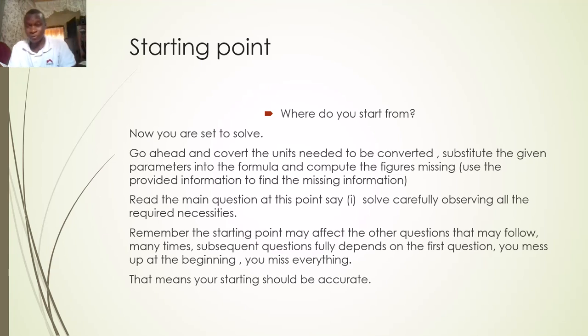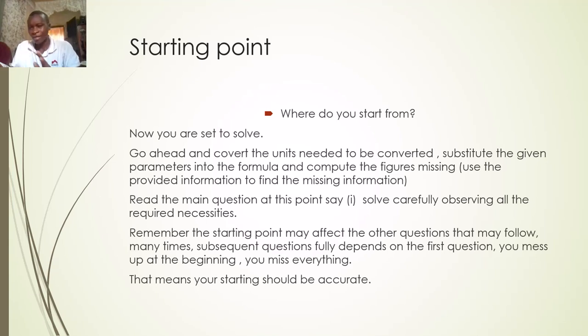The reason why you have to observe, or you have to be very keen when you are starting to solve your first solution, is that your starting point matters a lot. Some questions, the answer that you will get in Roman 1 can affect the other question that may follow, because remember, the starting point may affect the other question that may follow. Many times, subsequent questions fully depend on the first question. You mess up at the beginning, you miss everything. That means your starting should be very accurate.